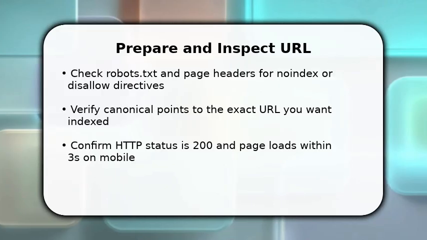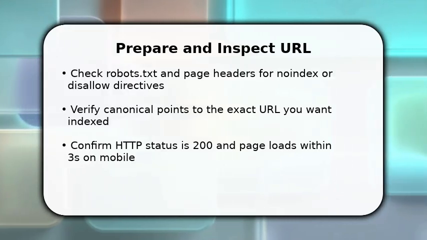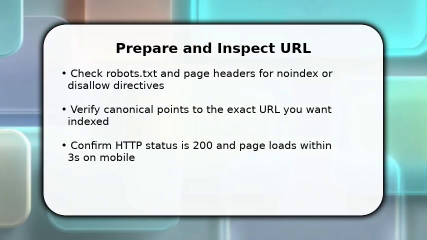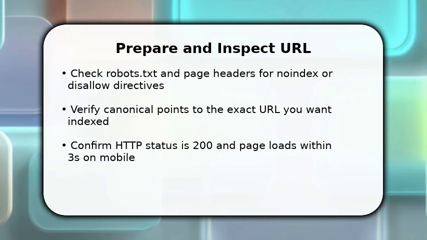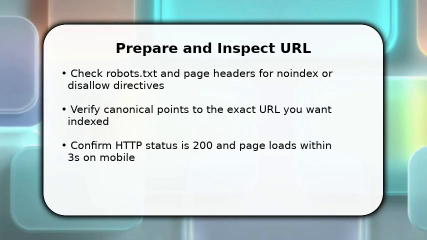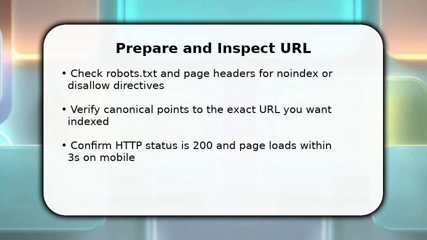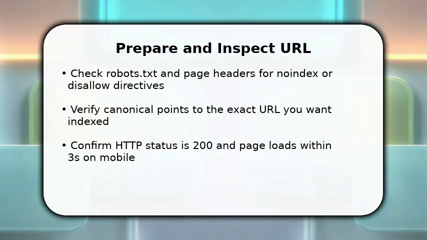Once done, confirm the canonical tag matches the URL you want and verify a 200 HTTP status with fast mobile load. Make sure the page isn't blocked by authentication or scripts. If you find issues, fix them now. You'll only request indexing after the page is fully indexable.